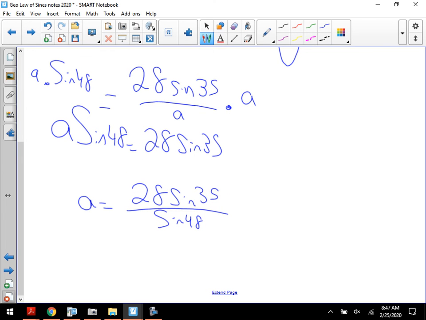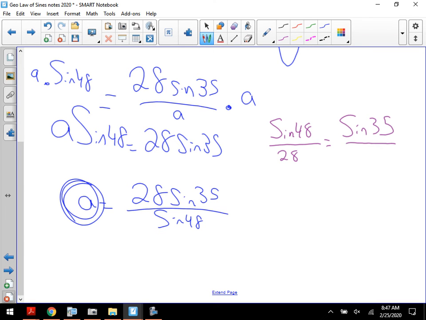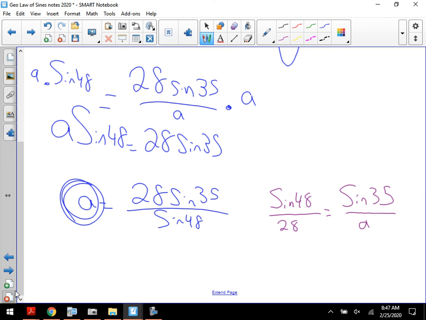This is what we wind up with to get your side A. Now, if you look at where we started, the sine of 48 over 28 equaled the sine of 35 over little a. If you look at where we started to where we ended up, notice all I did was multiply up by the 28 and switch the two on the diagonal. No problem. Is that where you're getting at too?